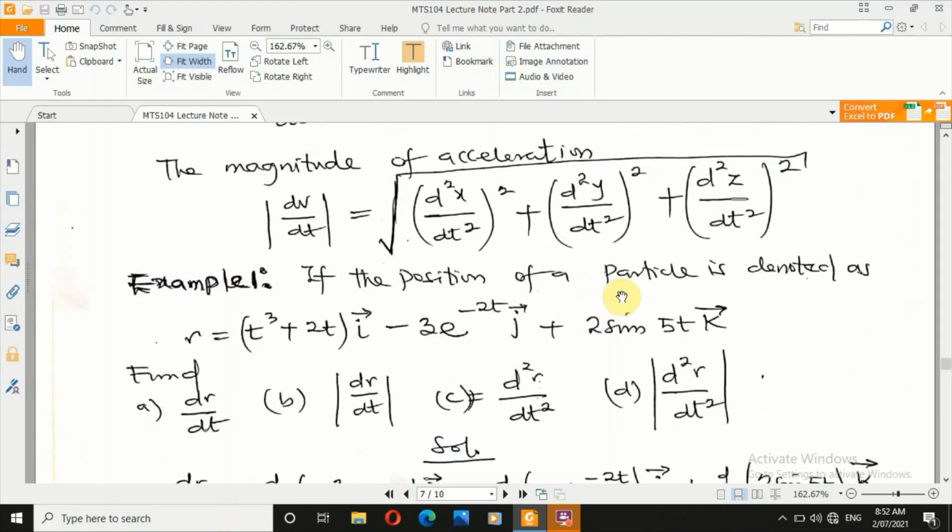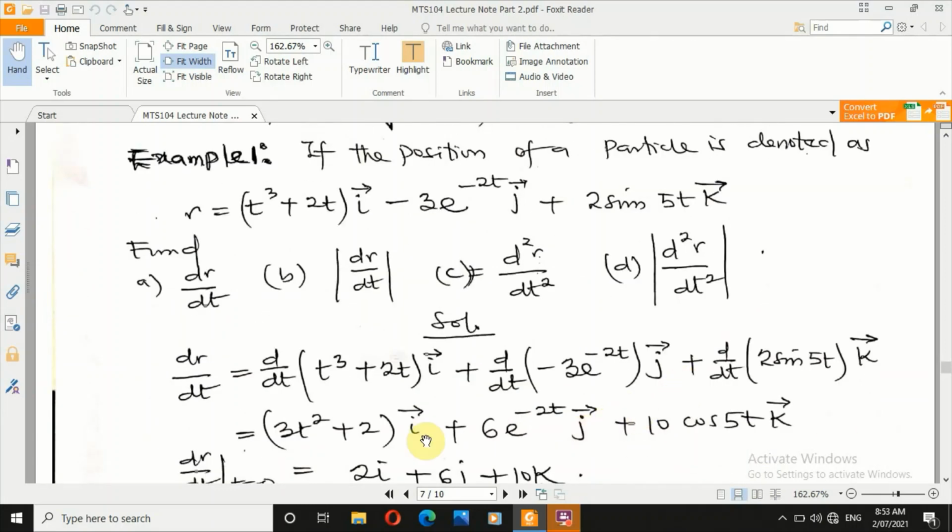Example 1: if the position of a particle is denoted as this, the question is, we have to find the velocity, the magnitude of the velocity, which is the speed, the acceleration, then the magnitude of the acceleration. Let's solve it together. So we want to find the r prime of t now. We're going to differentiate each component.